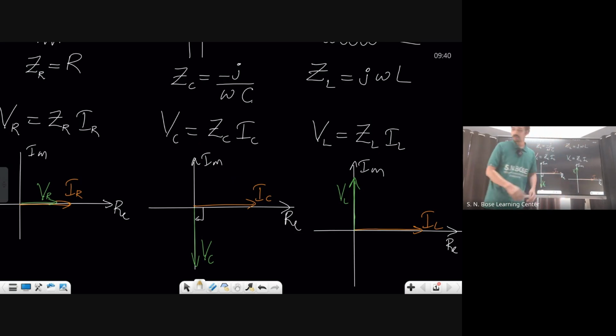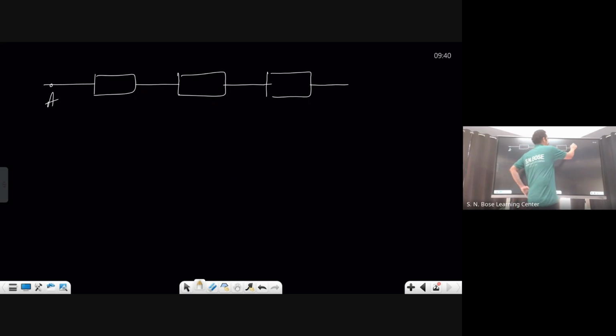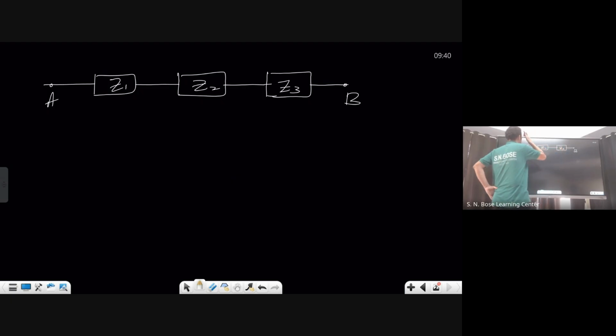Okay, fine. Now, when you have a series circuit, Z1, Z2, Z3, whatever, you can apply this for a series LCR circuit also. If you have a series circuit, suppose you have A here, B here, whatever may be the component, Z1, Z2, Z3.